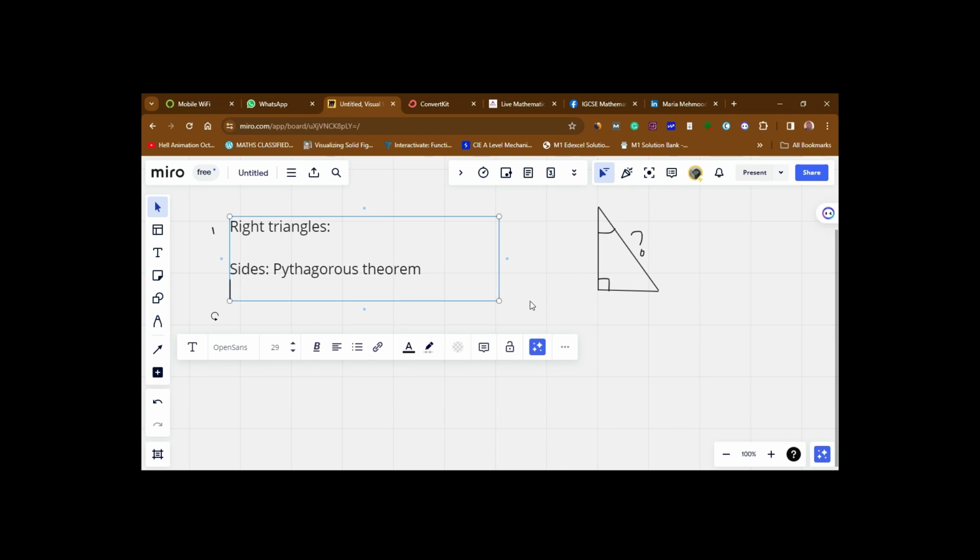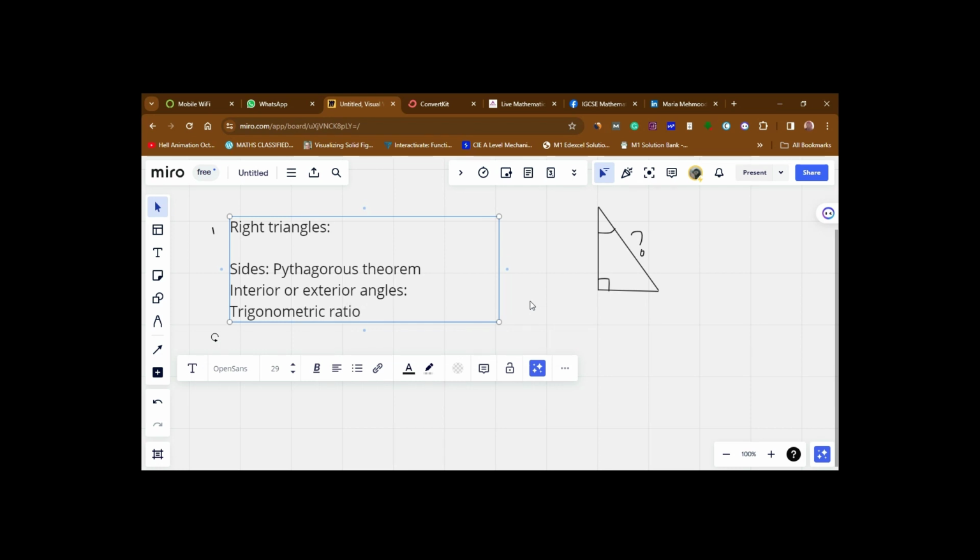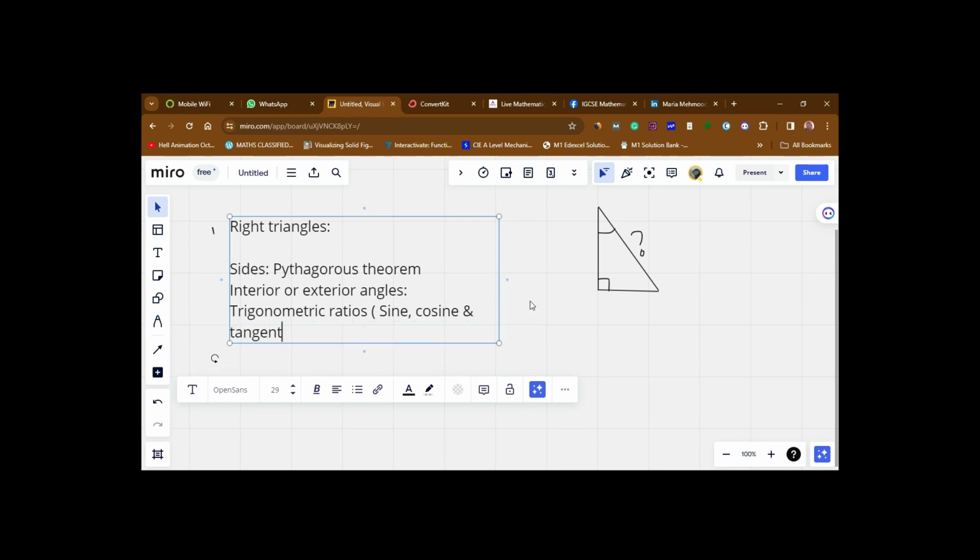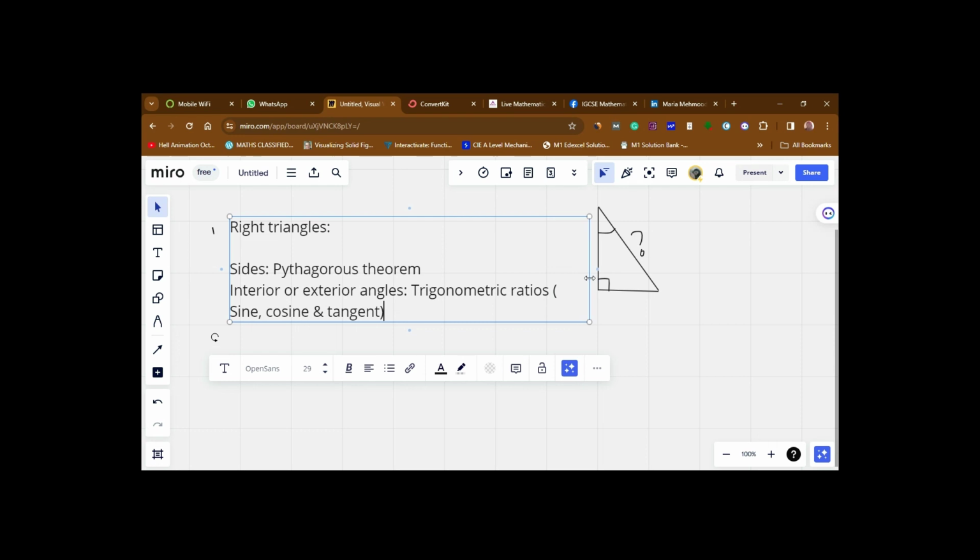Okay? Help of trigonometric ratios, which are sine, cosine, and tangent. We know that. Trigonometric ratios and Pythagoras theorem are only applied in the right triangle. Alright, remember that.